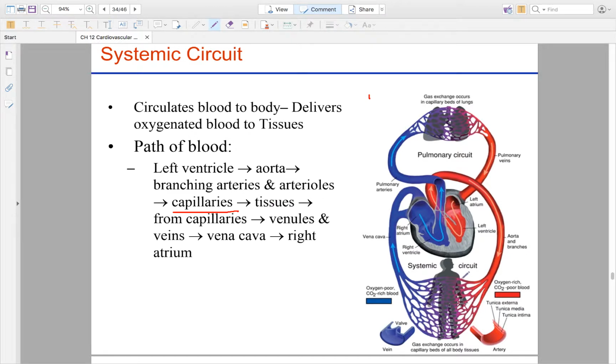So here we can see that very clearly. Here's our person, okay? And the systemic system is going to deliver oxygen-rich blood to all of the tissues. And then it's going to take oxygen-poor, aka CO2-rich blood, up to the vena cavas and to the right atrium. And this is the pathway of the systemic circuit.